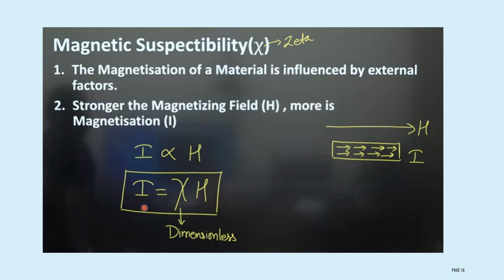SI unit of I is ampere per meter. Then SI unit of H is the same, ampere per meter. These two SI units will get cancelled. Therefore the SI unit of magnetic susceptibility zeta is dimensionless, otherwise it doesn't have any units.